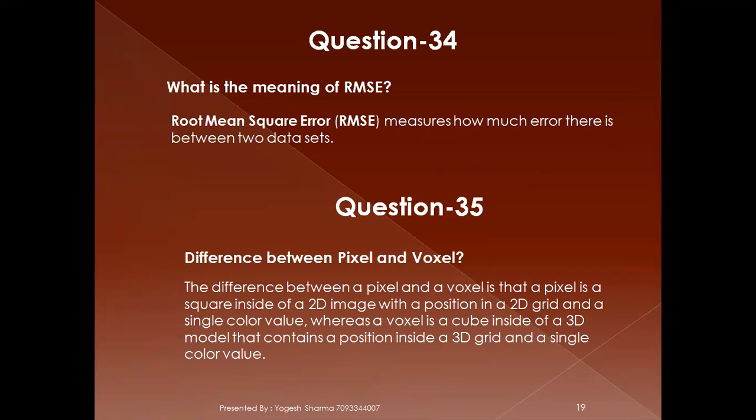What is the meaning of RMSE? RMSE stands for root mean square error. It measures how much error there is between two different data sets. Normally, whenever we are doing georeferencing or this kind of work, this RMSE error is useful.